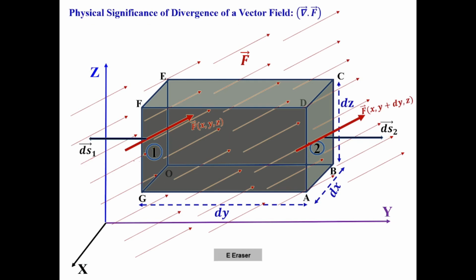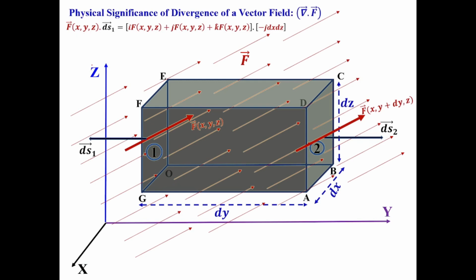Now first we are going to calculate the flux through face 1. How much will it be? The flux through face 1 is nothing but the vector field at face 1 dot the area vector. So at face 1, it is F(x,y,z) dot dS1. Okay, so F(x,y,z) is the representation of the vector field at face 1.